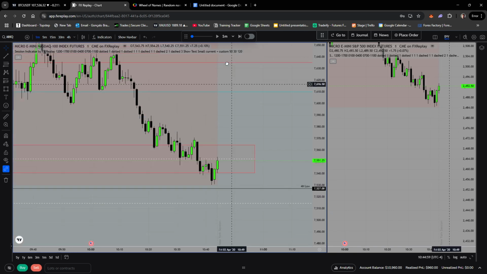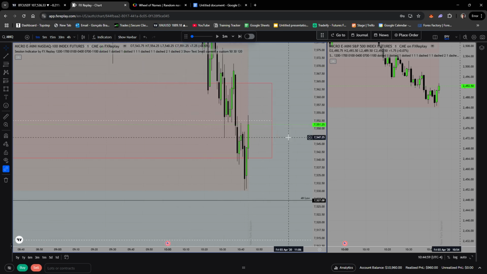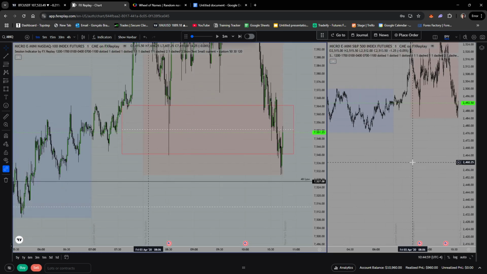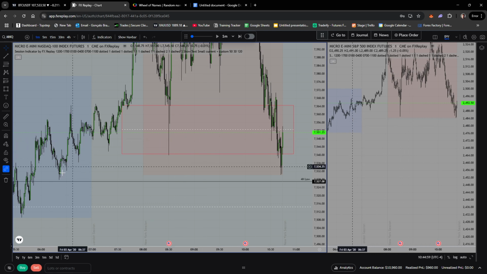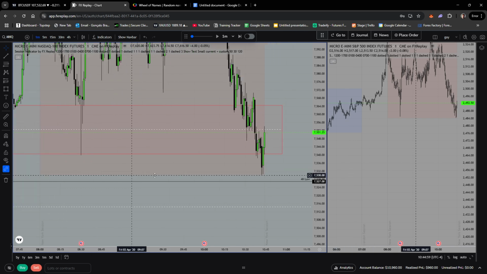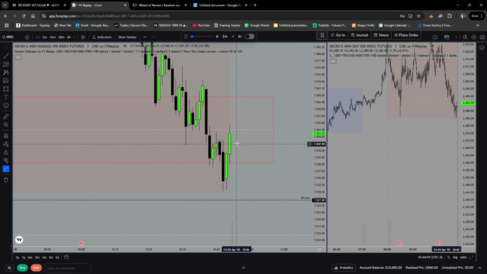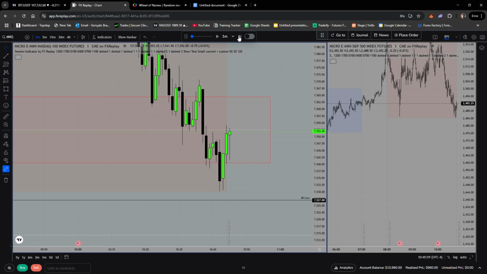Now, I'm only going to look to buy at the low here if we have some form of SMT. And it doesn't look like we do. No, it's correlated. So if there's no SMT and we're at the low and order flow is clearly bearish, what we need is a unicorn model.